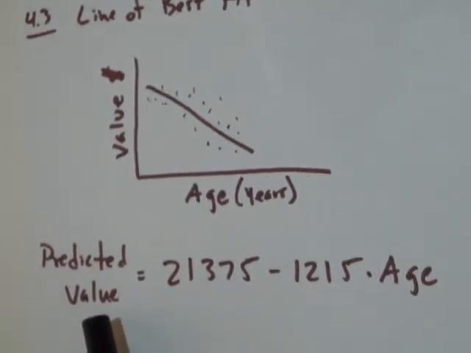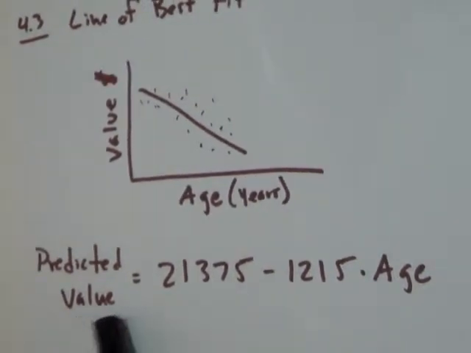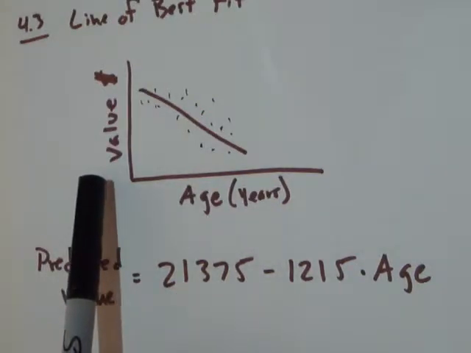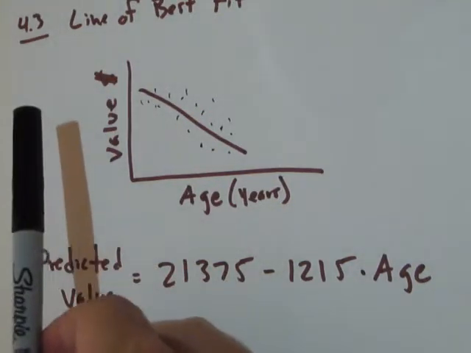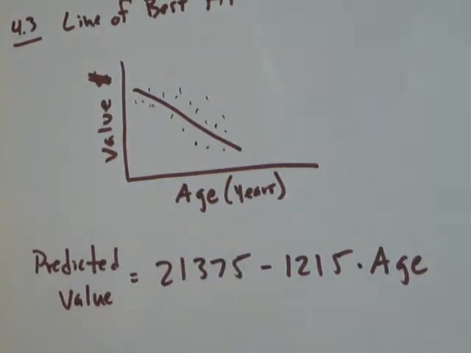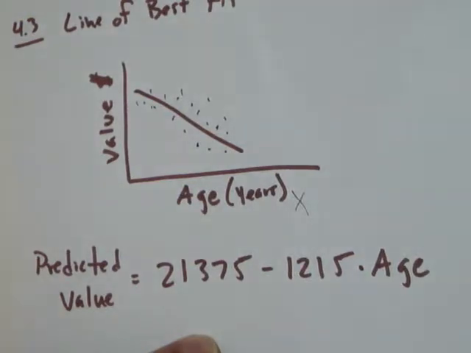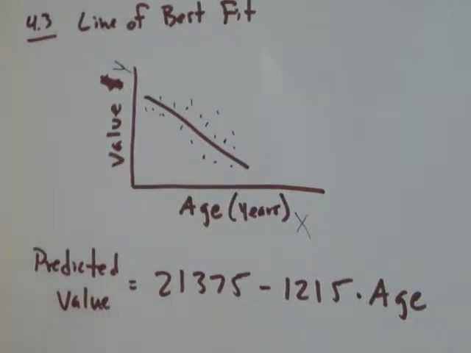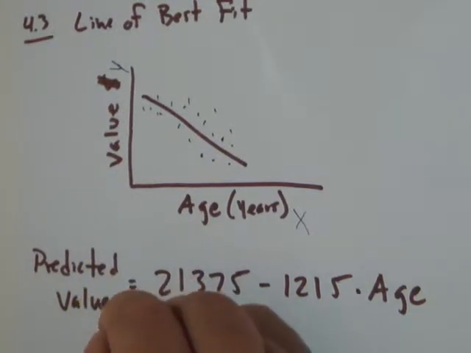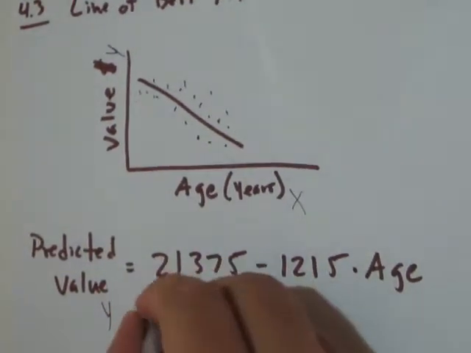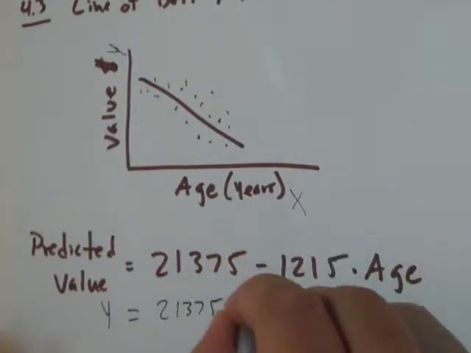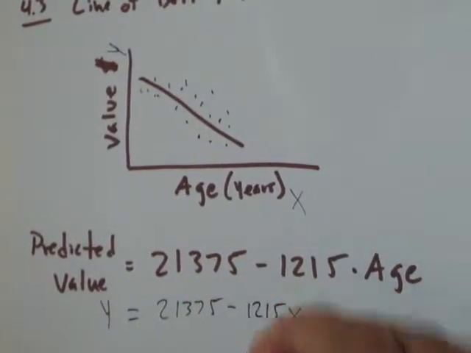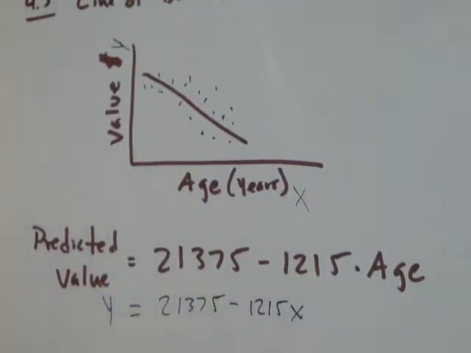The equation they give us is a predicted value. So our value is like our y variable, and age is like our x. That's how that works. Our predicted value, y, equals 21,375 minus 1215x is another way that we could write that. And that's the basic format for the line of best fit.